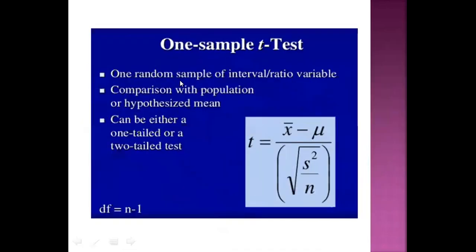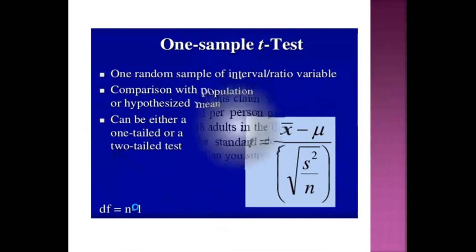Now come towards the one sample t-test. In a one sample t-test, there is one random sample of an interval or ratio variable, and we compare this sample mean with the population or hypothesized mean. It can be either one tail or two tail. The formula is x bar minus mu over the square root of s squared over n. This is the formula of the one sample t-test, and the degree of freedom is n minus 1.